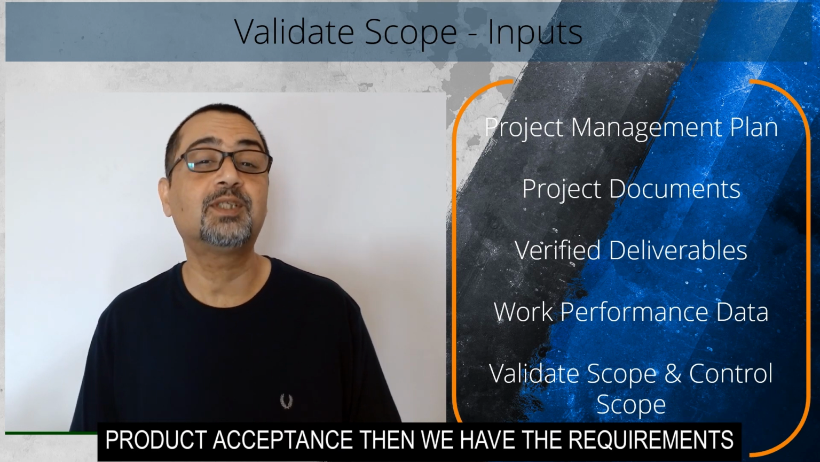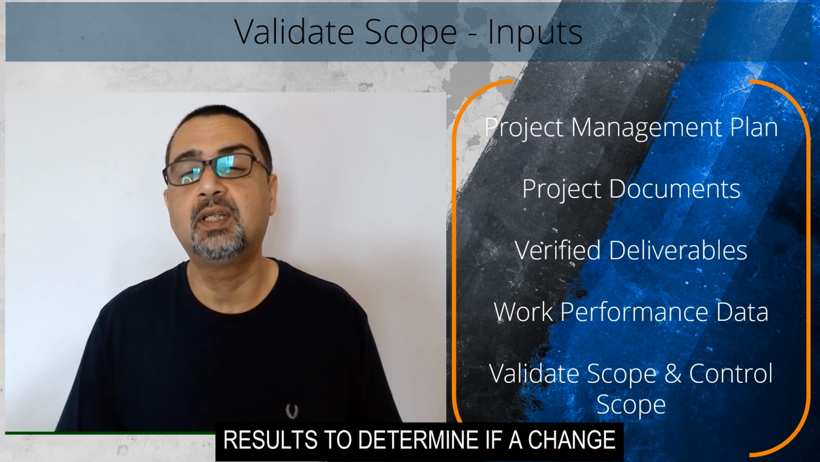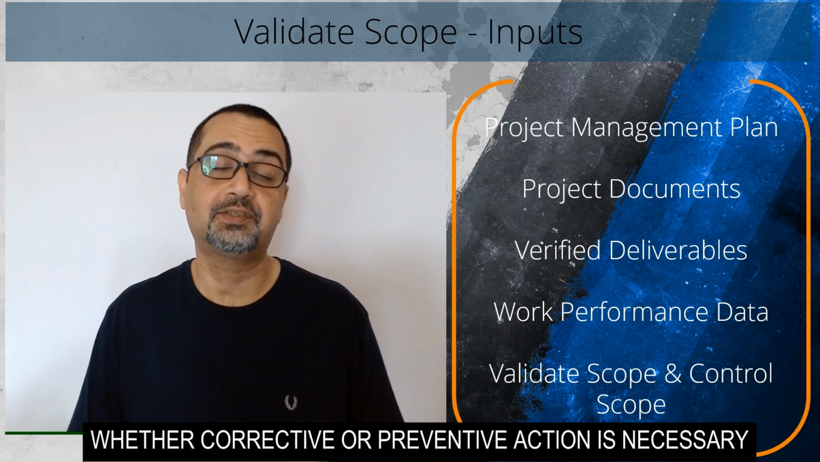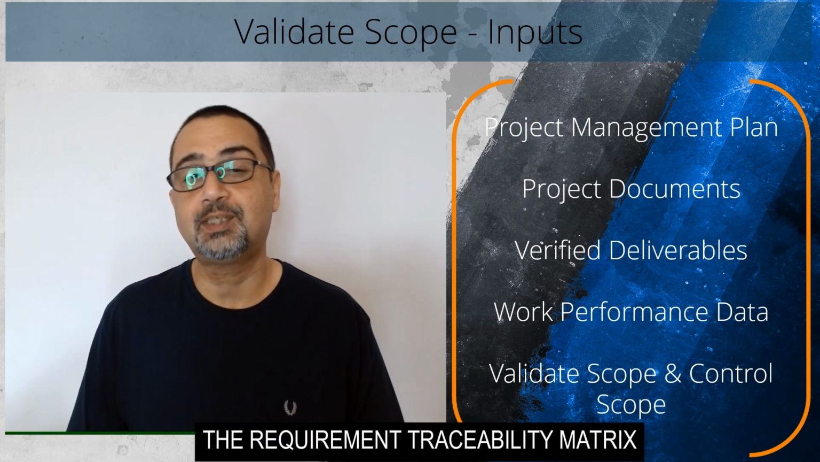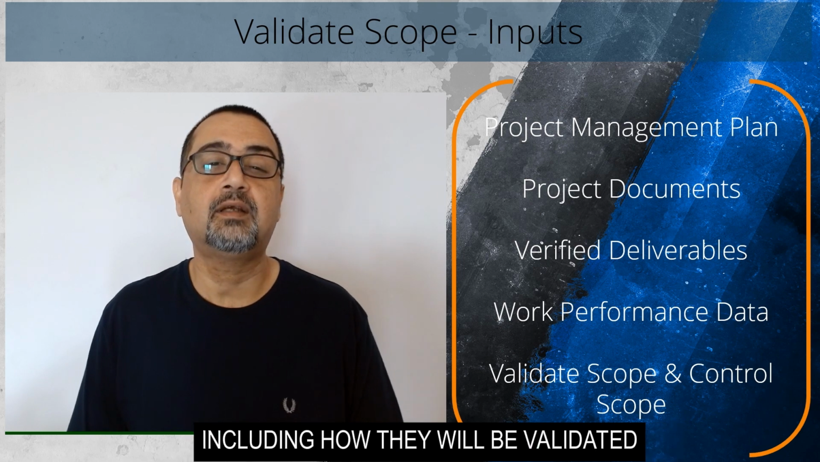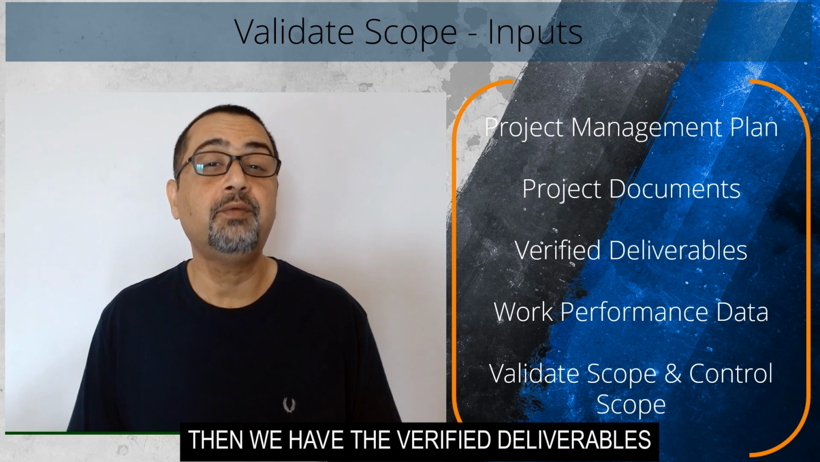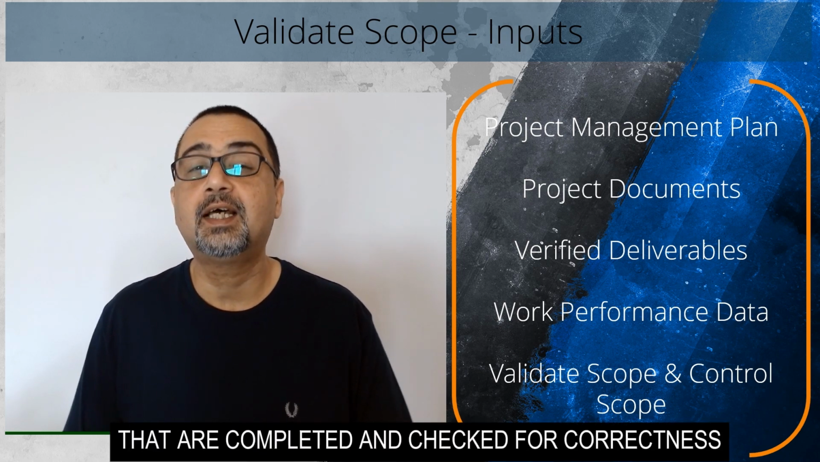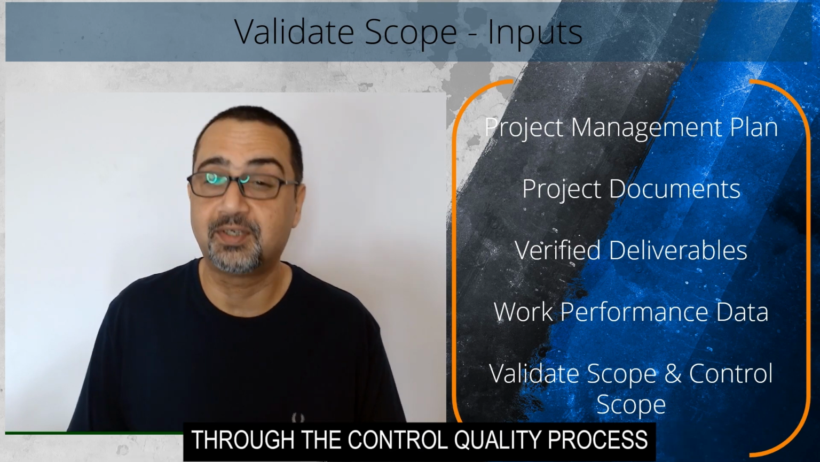Then we have the requirements documentation. Requirements are compared to the actual results to determine if a change, whether corrective or preventive action, is necessary. Requirements traceability matrix. The requirements traceability matrix contains information about requirements, including how they will be validated. Then we have the verified deliverables. Verified deliverables are project deliverables that are completed and checked for correctness through the control quality process.